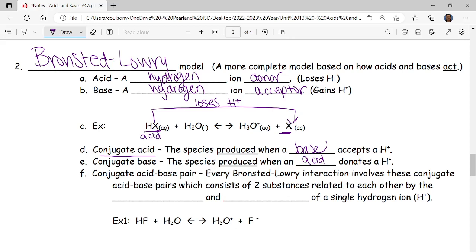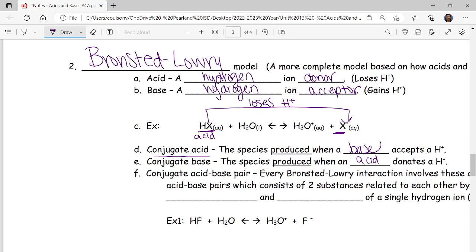And then based on these definitions, the thing that your acid turns into: if you lose hydrogen, that means you're an acid. And then when you have your acid minus the hydrogen, once the acid actually does lose the hydrogen, that thing, the species produced when it donates its hydrogen, is called the conjugate base.